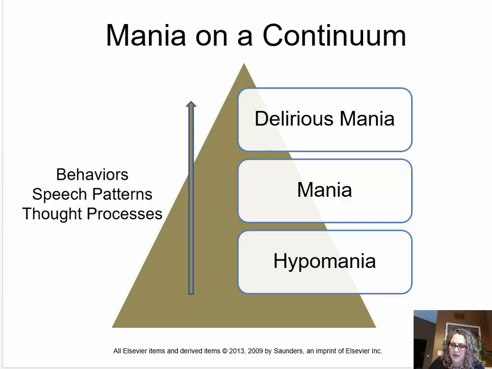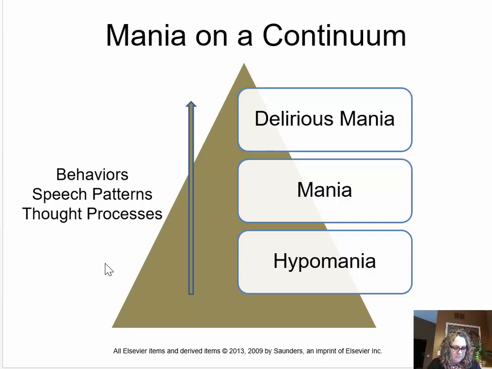There is hypomania, acute mania, and then at the very peak there is delirious mania. And you'll see on that continuum a wide range of increasing behaviors, speech patterns, and thought processes. So taking a look at Table 16-1, you'll see that there's different signs and symptoms that are described there, including communication, affect and thinking, and physical behavior.